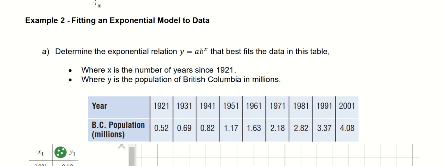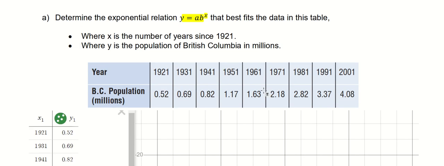Let's look at the second example. Determine the exponential relationship that best fits the data of this table, where x is the number of years since 1921, and y is the population of British Columbia. And just so you know, this is a population question. In terms of exponential problems that you'll be seeing, you will always come across either population problems like with bacteria or deer or some sort of animal, or you'll come across radioactive decay problems. Those are the two common types of problems you'll come across for exponential mathematical problems.